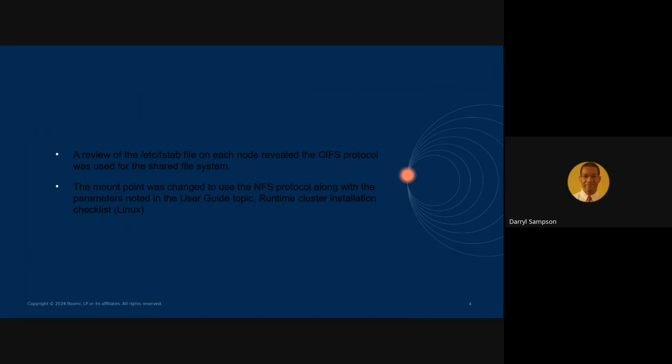So the following review of the etc tab file on each node revealed the CIFS protocol was in fact used in a Linux environment, which is not recommended. So in this particular case, to resolve the issue, the mount point was changed to use the NFS protocol, along with the various parameters in the user guide topic under the runtime cluster installation checklist for Linux.